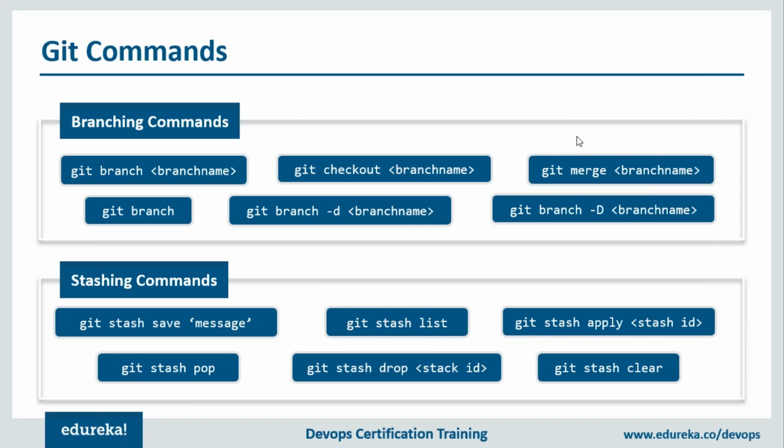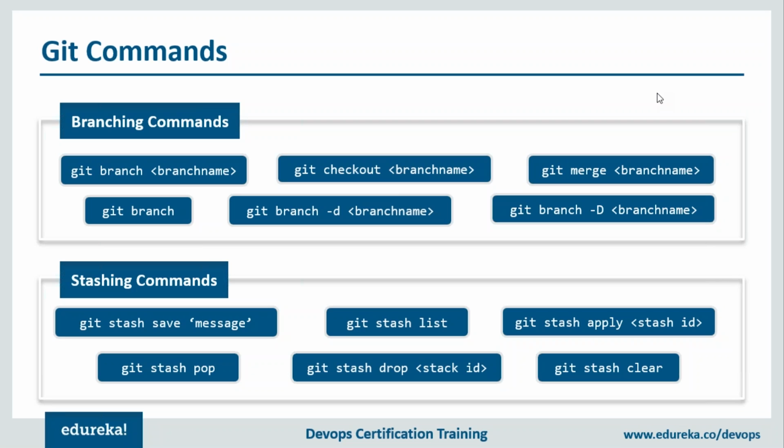And then we have branching and stashing commands. So git branch branch name is to create a new branch. Git checkout branch name is to change the working head. That means if you mention git checkout branch1, the head will change to branch1. Git merge branch name is to merge the branch with master. Git branch basically shows the branch that you're working on and all the branches that you have. Git branch -d branch name is to delete the branch. Git branch -D branch name is to force delete the branch even if it has unmerged changes.